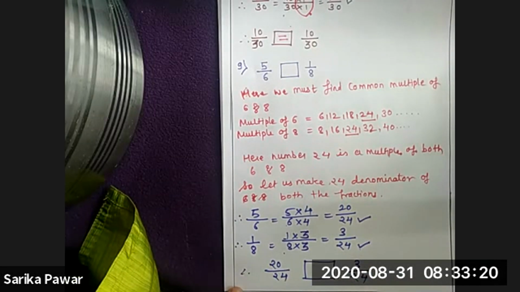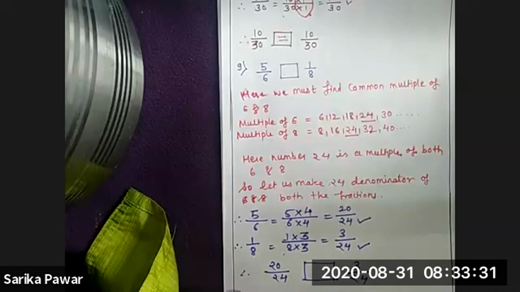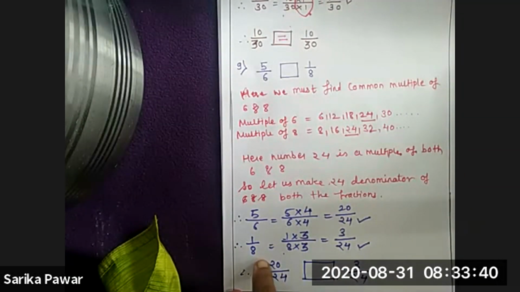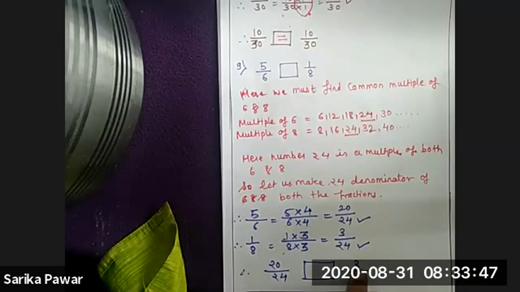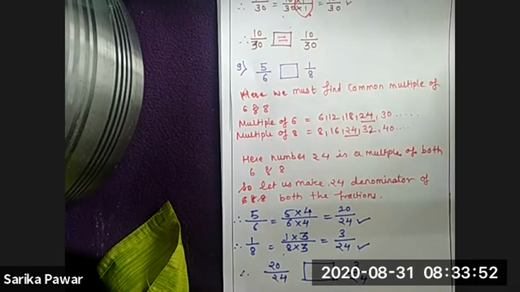You tell me. Who will tell me? Shaista? Priyanshu? Prajwal? Anybody can tell me? Yes, 4 hands up. Badiha, Prachi? Who will tell? 20 is greater or 3 is greater? You tell me. Hello?